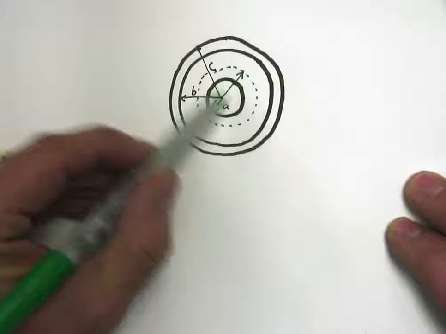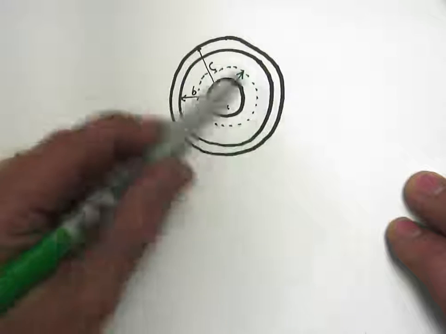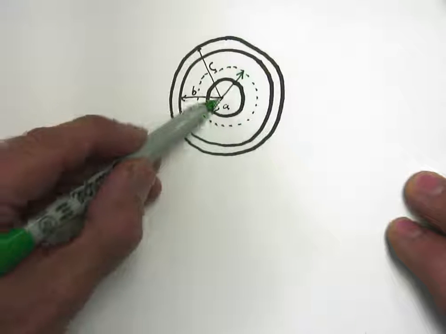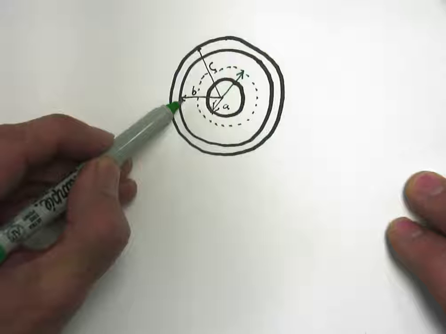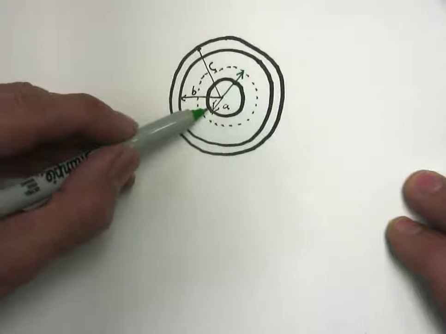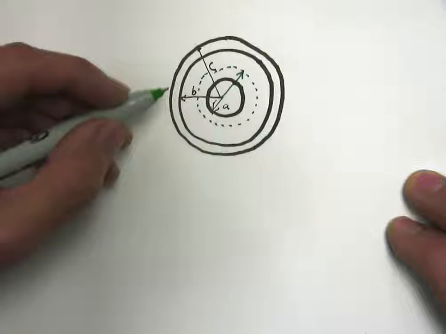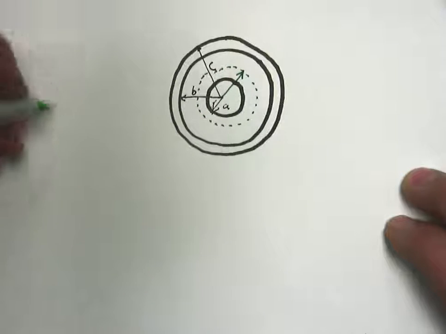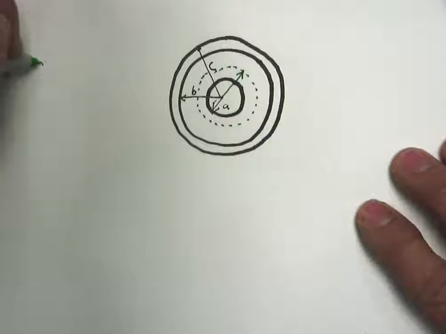We have an inner conducting sphere. We have an outer conducting shell. Inner sphere has radius A. The inside radius of the shell is B. Outside radius is C. First thing that you're asked to do is to find the electric field in this region of space. To do that, your go-to solution involves Gauss's law.